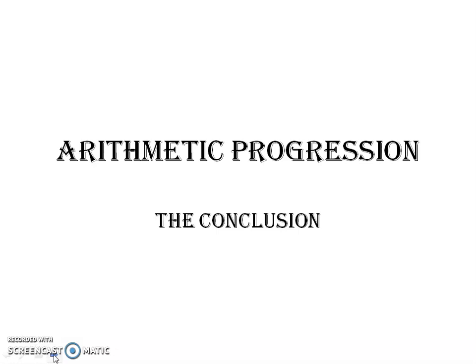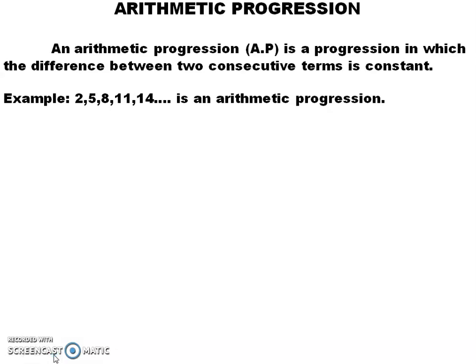Let's see what is an AP. AP is an abbreviated form of arithmetic progression. What is an AP? An arithmetic progression is a progression or a sequence in which the difference between two consecutive terms is constant. Here you are given an example: 2, 5, 8, 11, 14 is an arithmetic progression.